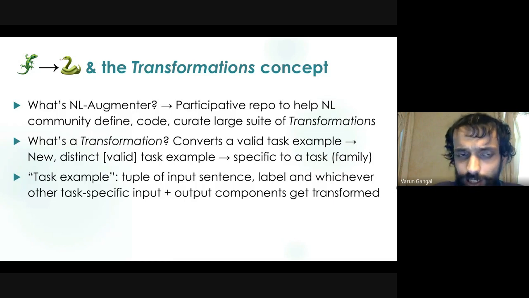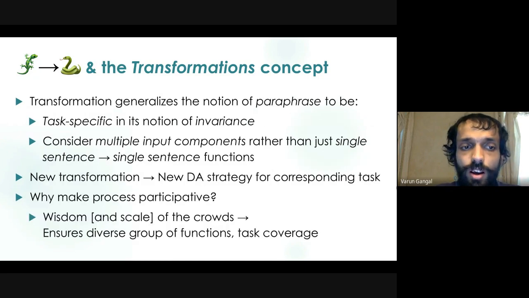So what is a transformation? A transformation is a function that converts a valid task example for a certain task to a new and distinct valid task example. This can be specific to the task, and it generalizes the notion of a paraphrase. Instead of just saying you have the input sentence, you can take whatever you want from the task, any tuple of input and output components, and define your transformation over that. So it generalizes the notion of paraphrase.